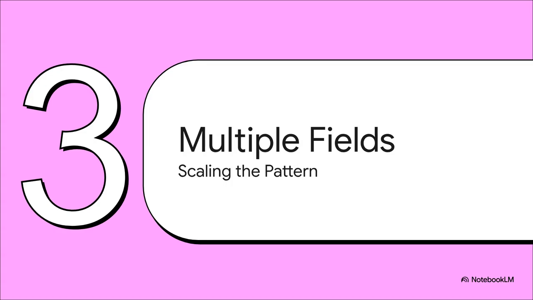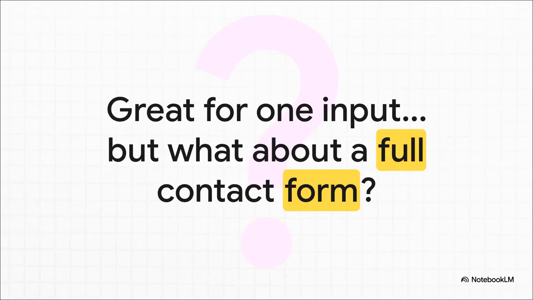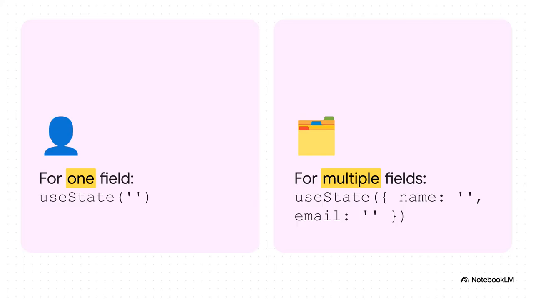Okay, that's great for one input field. But let's be real. Most forms are more complicated than that. So how do we handle a bunch of fields without our code becoming a huge, repetitive mess? Yeah, seriously. Think about a full contact form. You've got name, email, maybe a phone number, a message box. Are we really going to create a different useState and a different handler function for every single one of those? No way. That would be a maintenance nightmare. There has to be a smarter way to do this. And of course there is.